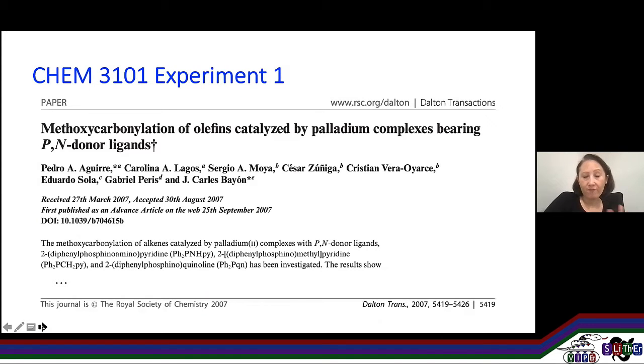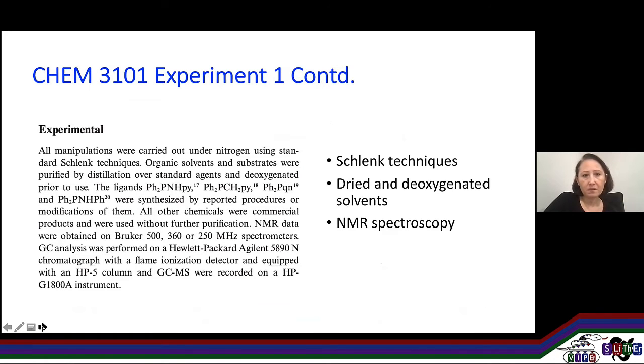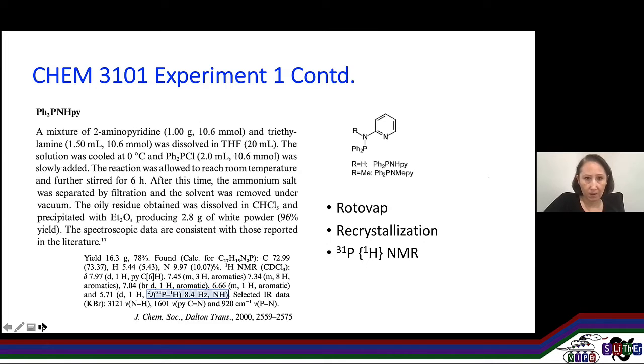So this is our first experiment that we, again, picked ahead of time, but we kind of guide them slowly and surely, by the process of elimination of the other procedures, to this particular publication. And in the experimental, we again talk about the Schlenk techniques, dried and deoxygenated solvents. So we actually bubble our reactions with argon gas. We don't do freeze-pump-thaw in a teaching lab with so many students. And we start also talking about NMR spectroscopy.